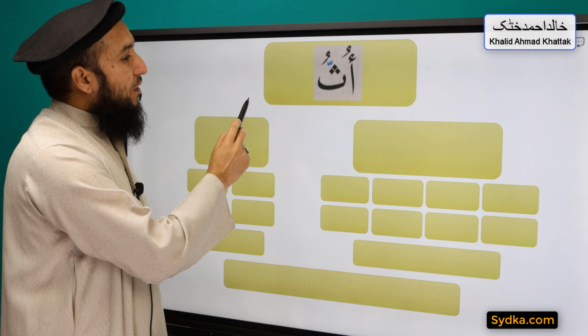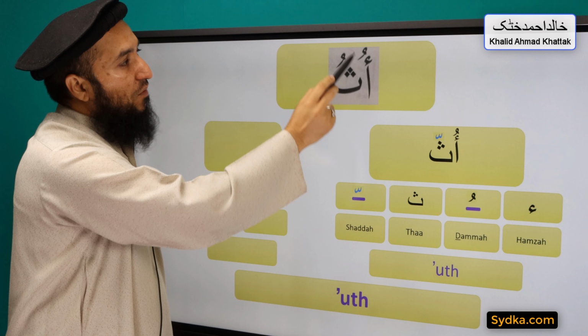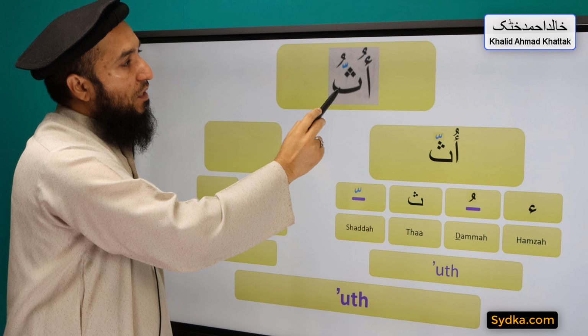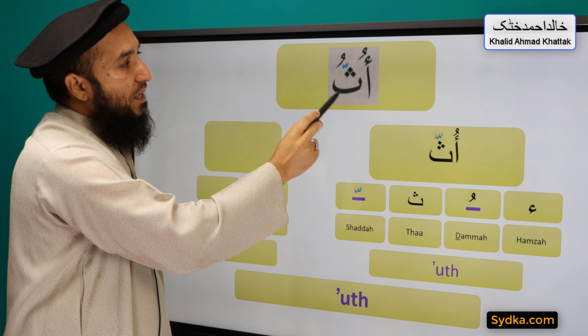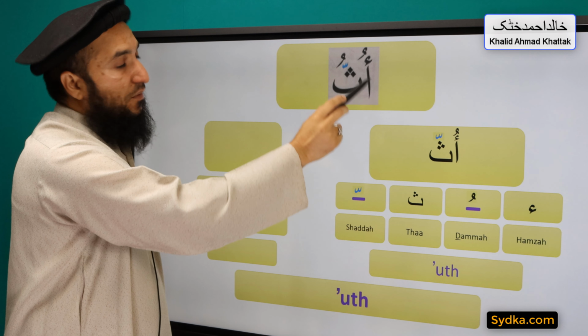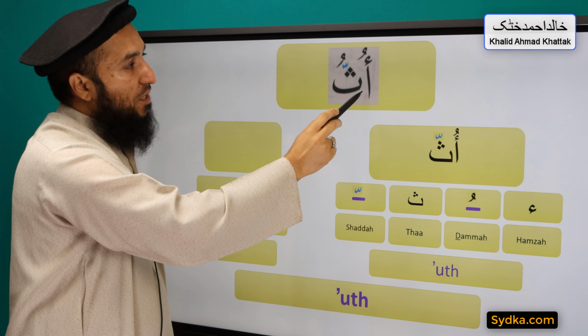The next word we have is uthu, and it can be divided into two syllables. The first syllable we have is hamza, dhamma, tha, shadda, uth. Hamza is a light letter, it has dhamma on top of it, it is followed by tha, tha has a shadda. This alif is silent and it is used as a shape for hamza.